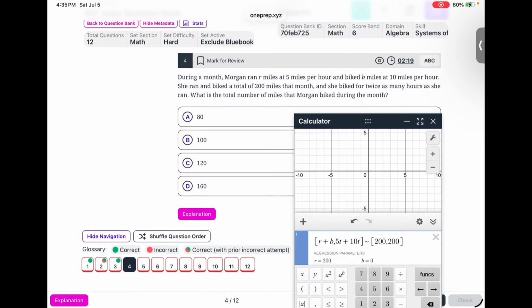Wait. She biked for twice as many hours as she ran. So how many hours does she run at?